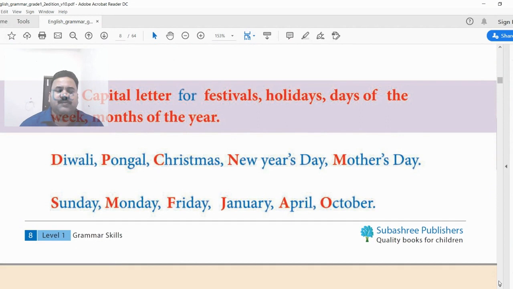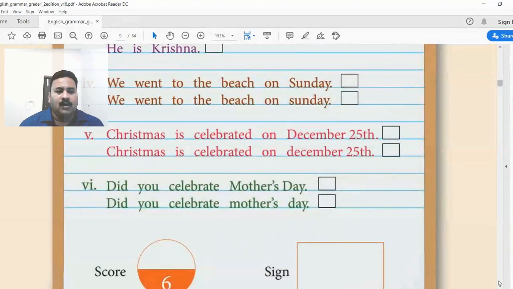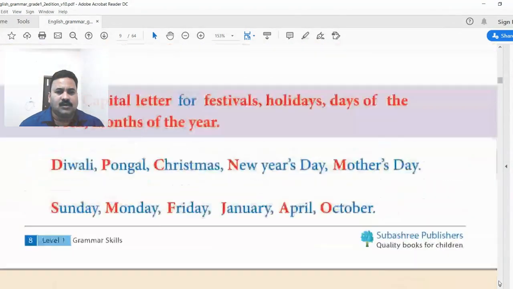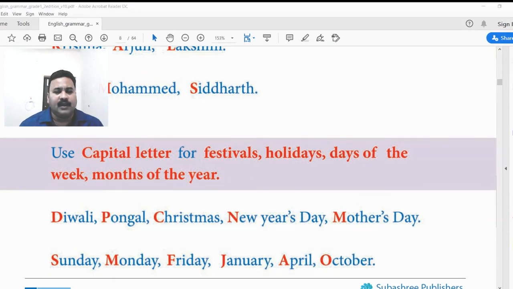Use capital letters for festivals, holidays, days of the week, months of the year. Diwali, Pongal, Christmas, New Year's Day, Mother's Day, Sunday, Monday, okay, January, February. All this we have to write with a capital letter. Okay. We have seen briefly about capital letters. In the next chapter, we shall see in detail about all this.